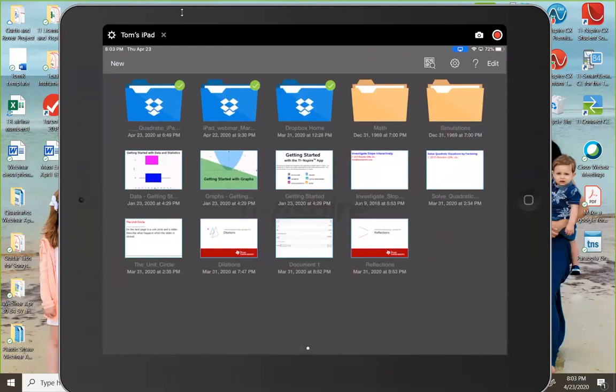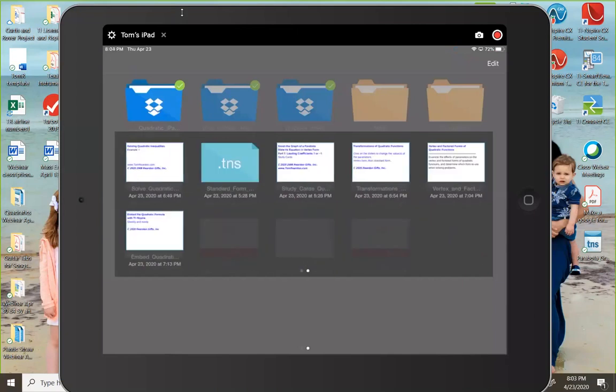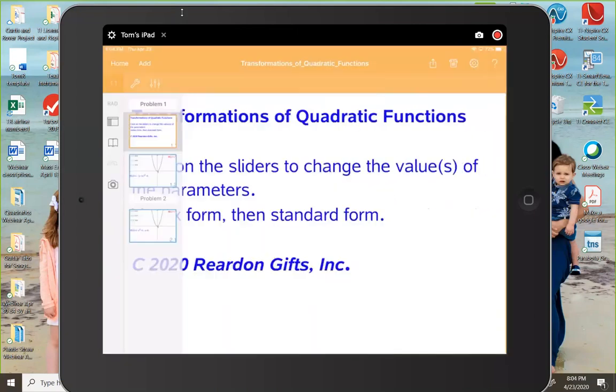So I have several activities that I want to do with you. All of them are available to you as TI-Nspire TNS files. So I'm going to tap on this folder here that's connected to my Dropbox through my iPad. And the first one I want to look at is called Transformations of quadratic functions. I've got lots of things to show you, and I promise you'll see something you've never seen before. Promise. Let me know at the end if I don't hold true to that.